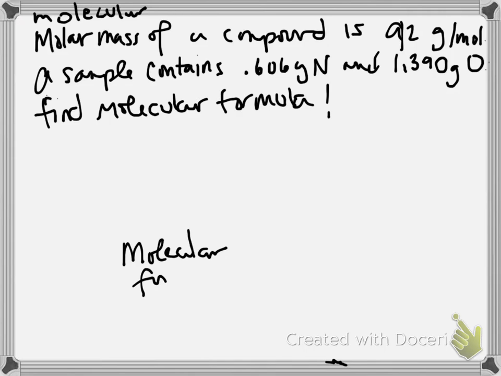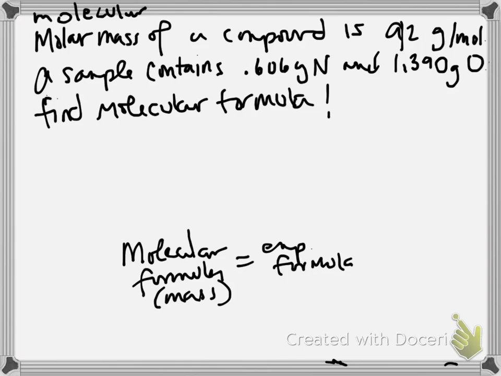molecular formula, we're going to use the mass, is equal to the empirical formula mass times some multiplier x. Okay, great. And we were given this piece of information. This is really what we want. Well, what we're not given is the empirical formula.